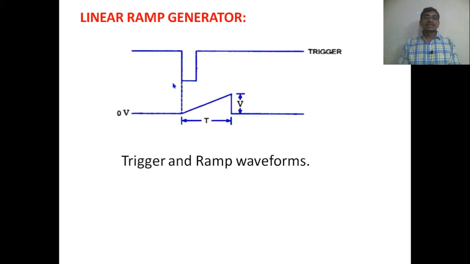This is the input trigger and the output ramp, which is the voltage across the capacitor. So when we apply the trigger, the capacitor will charge like this. It will charge like a ramp, generating the ramp at the output side. This is about the linear ramp generator. Whenever we want this type of ramp signal, we can use the monostable multivibrator as a ramp generator.